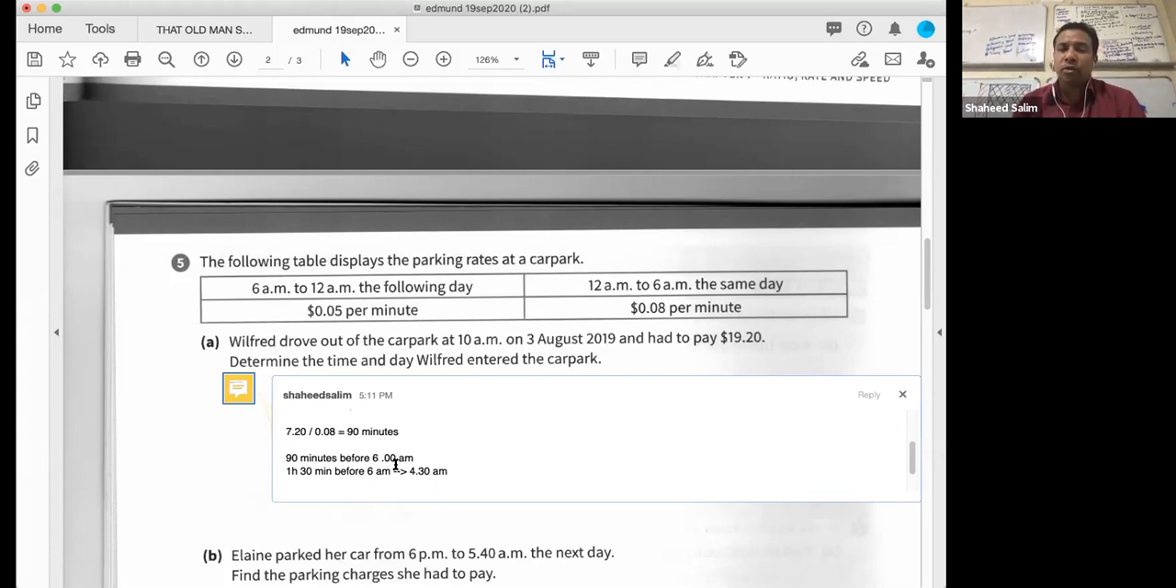From 4:30 to 6 a.m., 90 minutes, he spent 720. Then from 6 a.m. to 10, he spent $12, and that's 240 minutes. So he paid a total of $19.20.